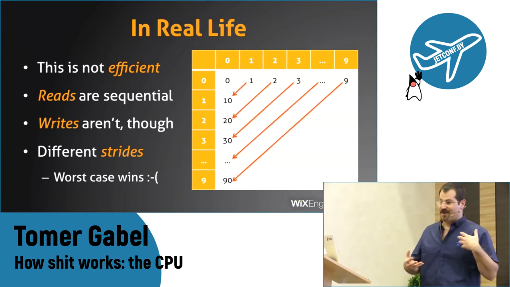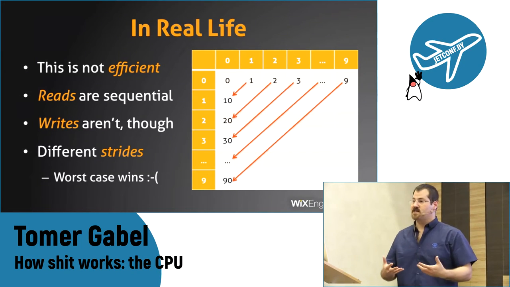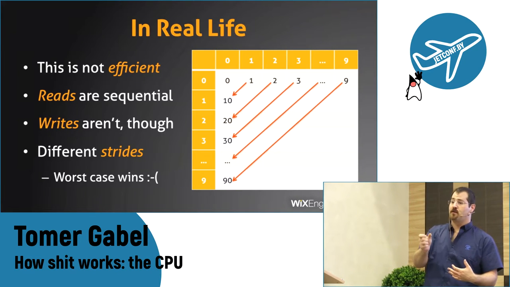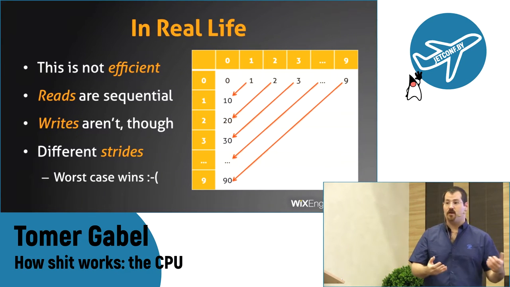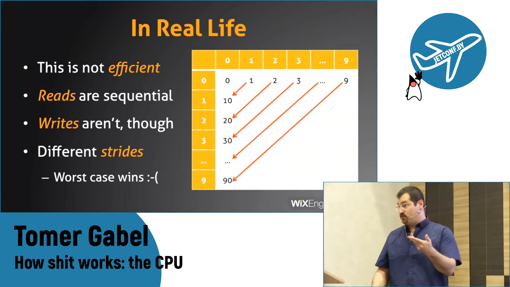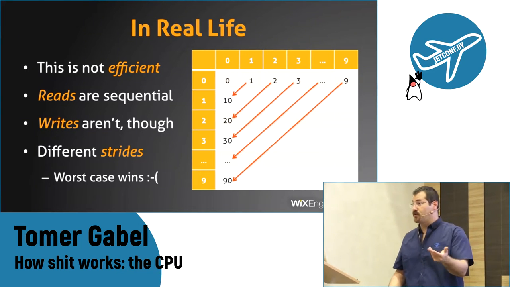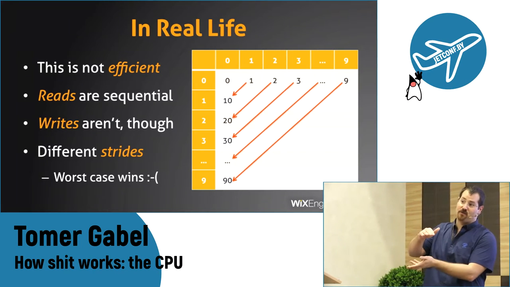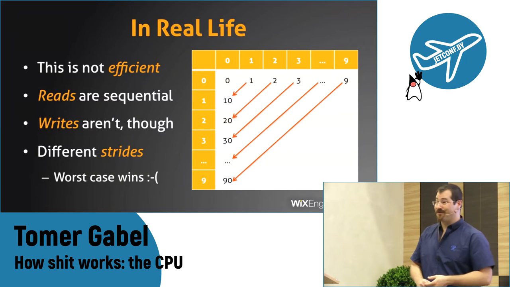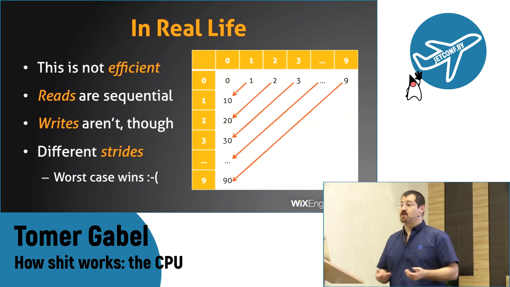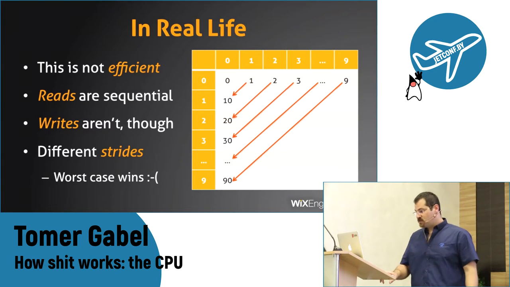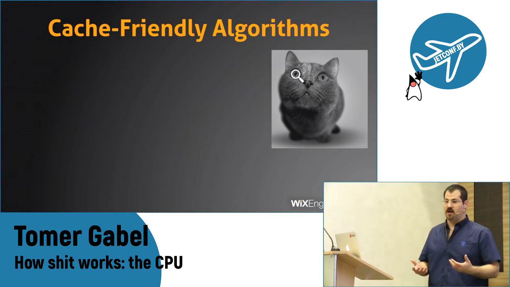The technical reason for this is that you are accessing memory simultaneously using different strides. Stride is the word commonly used to define the delta in memory address from one access to the next. What we have here are two separate strides. One is one byte or one 32-bit integer, say, which makes it very sequential, and one is the size of a row, which makes it not very sequential. And the worst case wins, because we're doing it simultaneously. So this turns out to be highly inefficient. And this brings us into the realm of what are called cache-friendly algorithms.